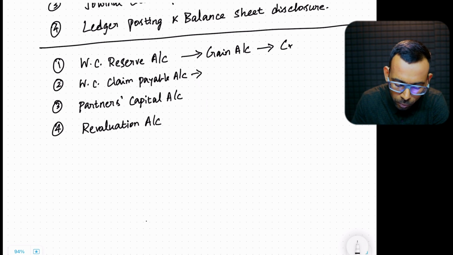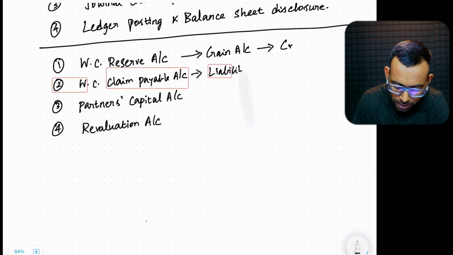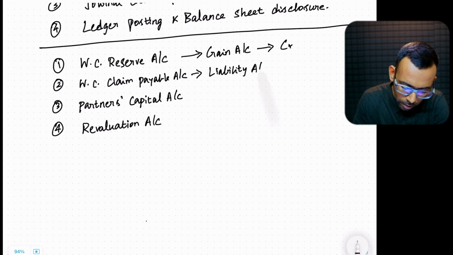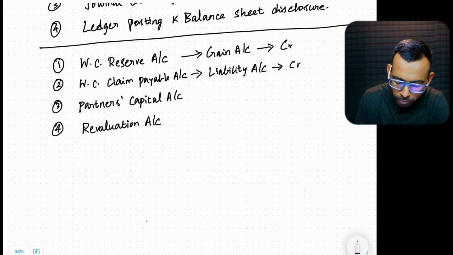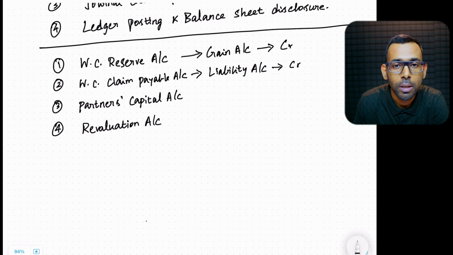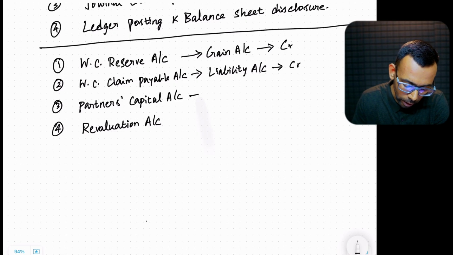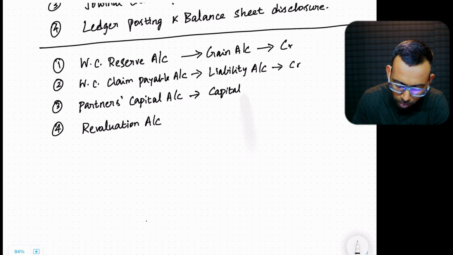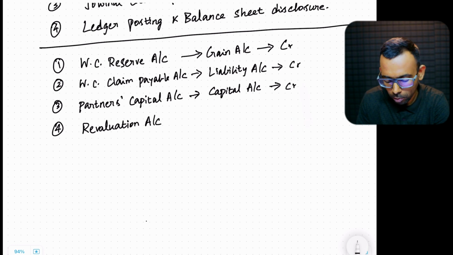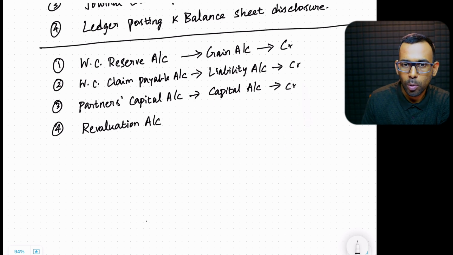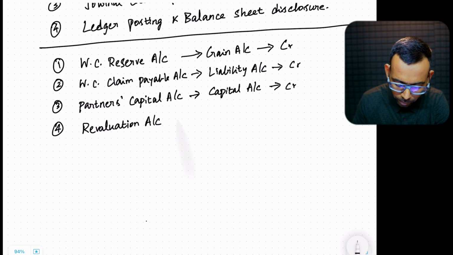Second, workman claim payable. The ledger itself has the word payable. We have this as a liability account. And because this is a liability account, it will also have a natural side of credit. Okay, next, partners capital account. The name itself tells you what type of account it is. It is a capital account by nature. Therefore, capital account also has the natural orientation of the credit side.